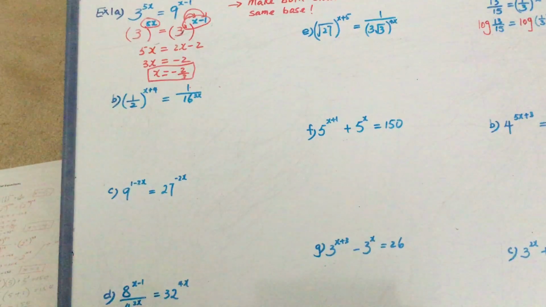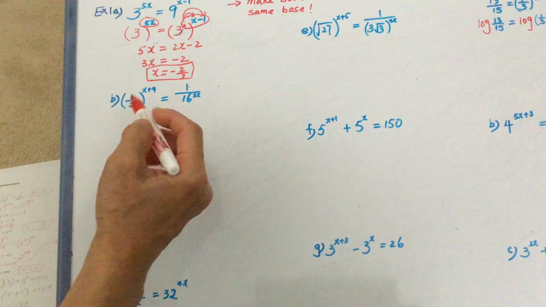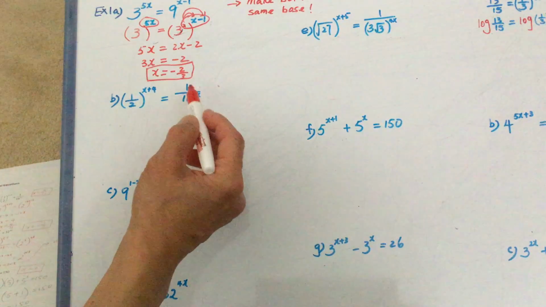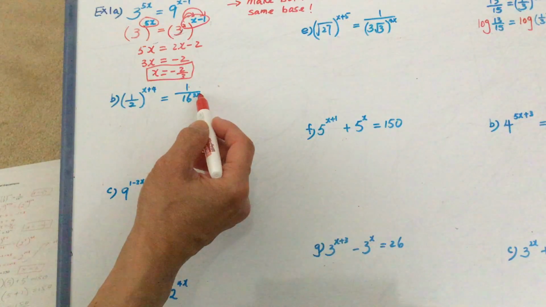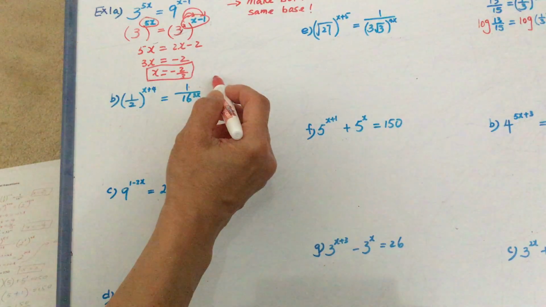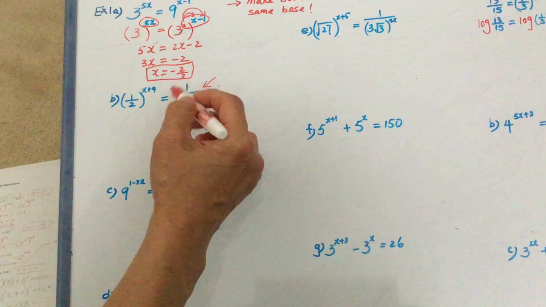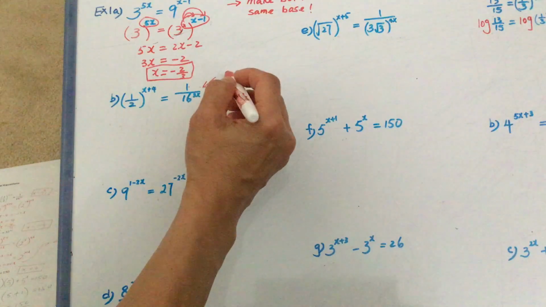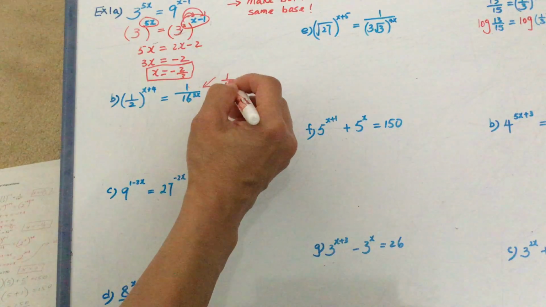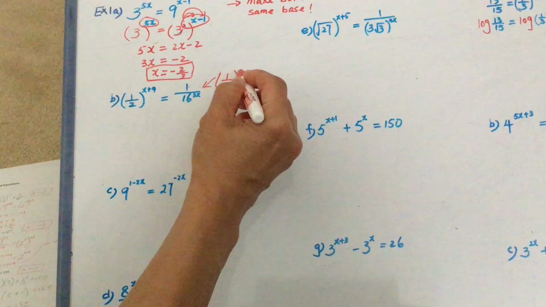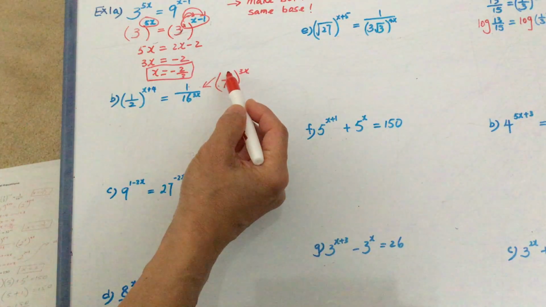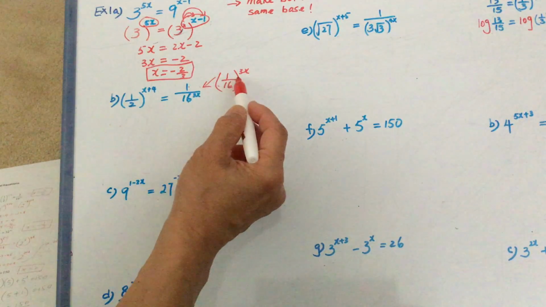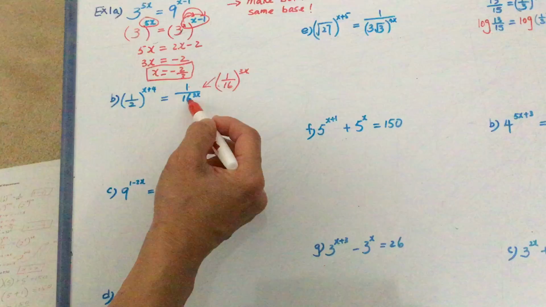Okay, so example B, when you have the base of a half to the exponent of x plus 4, and the other side is 1 over 16 to the exponent of 3x. I just want people to pay attention that whenever you see a 1 over something with an exponent, that is the same as 1 over that something with the same exponent, because 1 to any exponent will still give you 1. So you can write it either way.